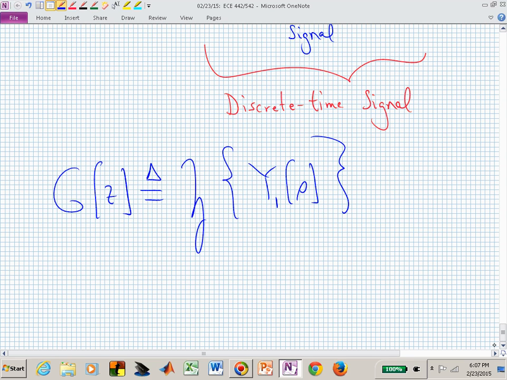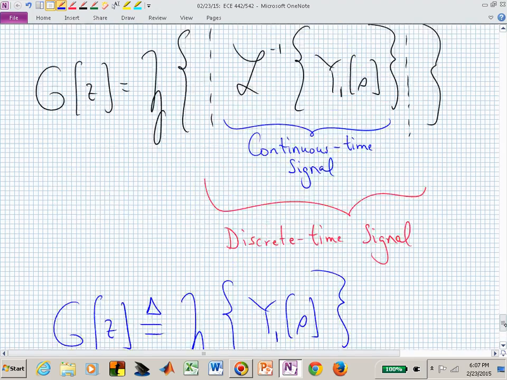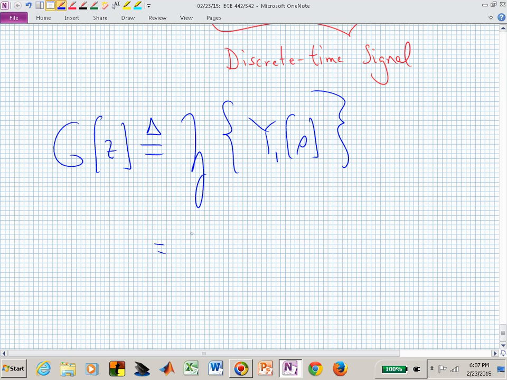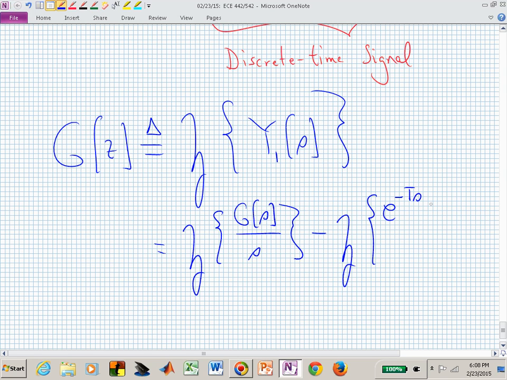But that then actually becomes, if we go back up here, just the Z-transform of two different pieces: a G of S over S and a G of S over S delayed by capital T units of time. So I'll write that as the Z-transform of G of S over S minus the Z-transform of e to the minus TS G of S over S.